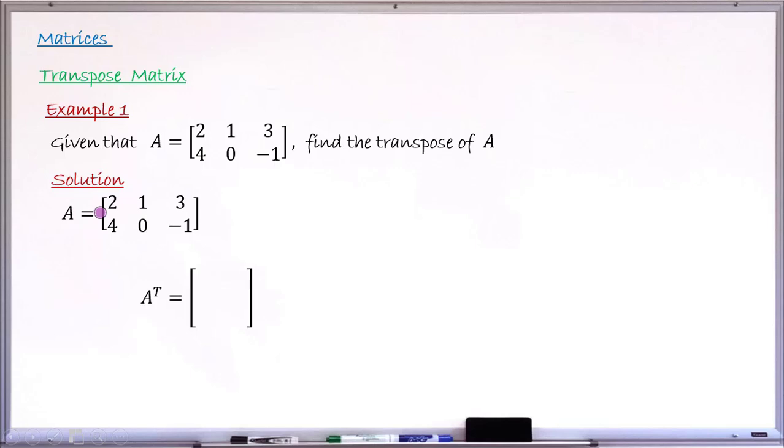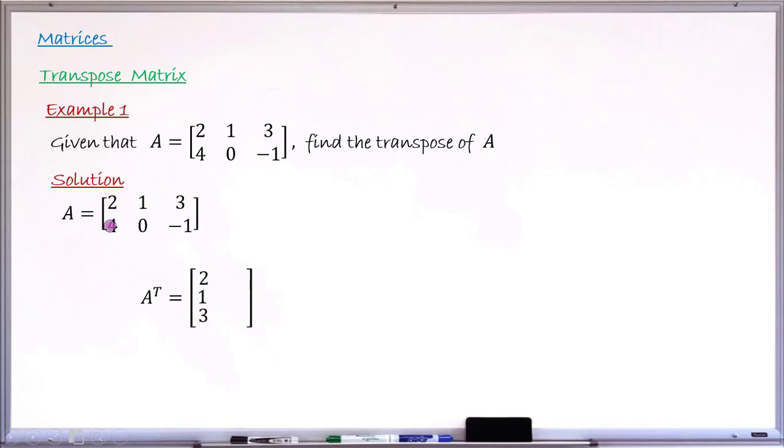The rule says either this row of the original becomes the column of the transpose, or you can say that the columns of the original become the rows of the transpose, whichever way you take it. So this 2, 1, and 3, that is your first row, now becomes the first column here. So I'm going to have 2, 1, 3.